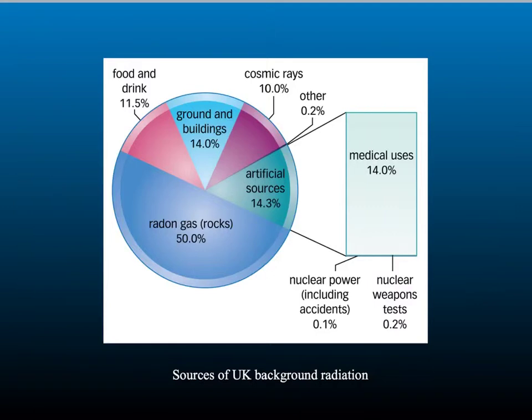This pie chart shows us a breakdown of the percentages of sources of background radiation. We can see that half of the background radiation is coming from radon gas or rocks. You've got 11.5% from the food and drink that you consume, 14% comes from the ground and the buildings, 10% from cosmic rays, which come from outer space, and then the remaining last little bit comes from the artificial sources and other sources. Now within the artificial sources, 14% of that comes down to medical uses.